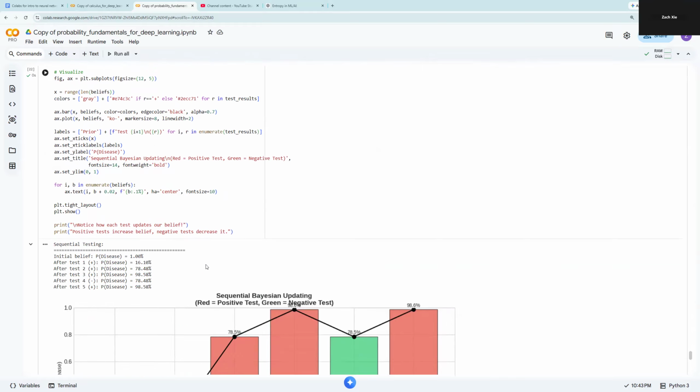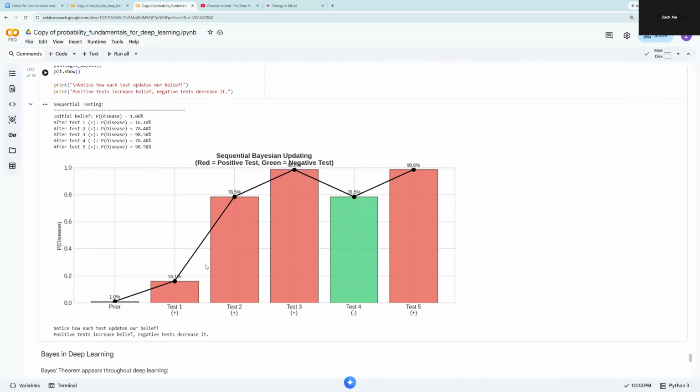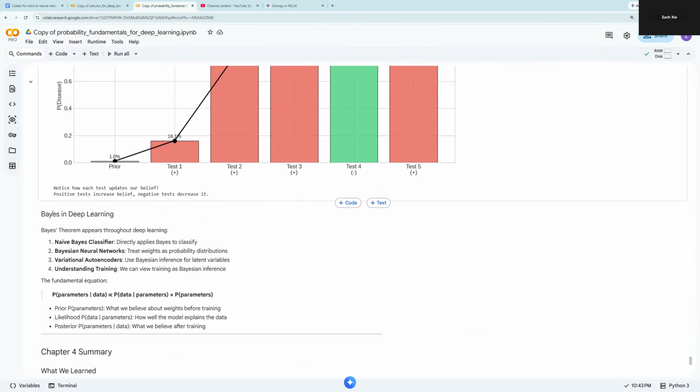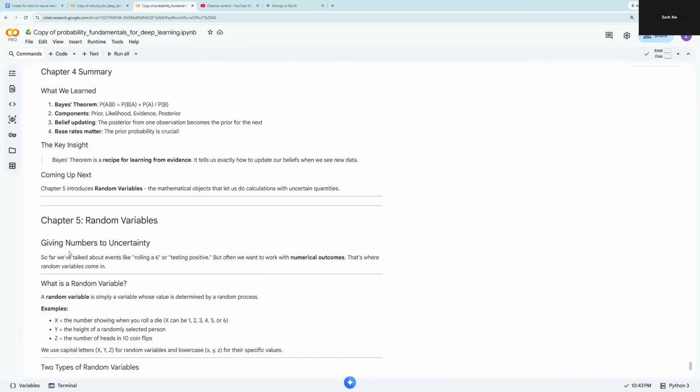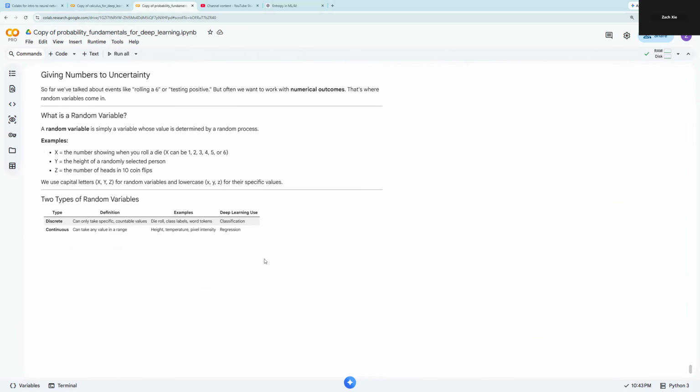Now, Bayes rules is very important in deep learning. So this section talks about that. There are a class of classifiers that are based on Bayes rules. They're called naive Bayes classifiers, right? And Bayesian neural nets and all that. Very, very important concept. Random variables, they're not interesting. Next, I want to move on to entropy and randomness.